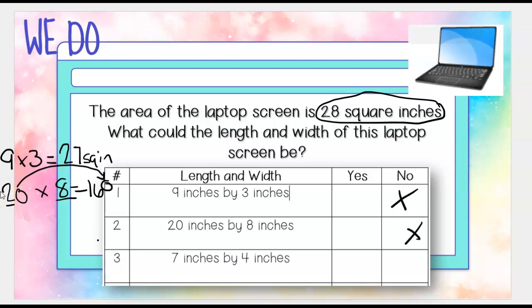No. All right, and 7 times 4. Write it down and solve it. Pause the video while you solve. Did you get 28? Is that what we're looking for? Yes. Okay, go into Schoology and complete the UDO and exit ticket on your class kick.